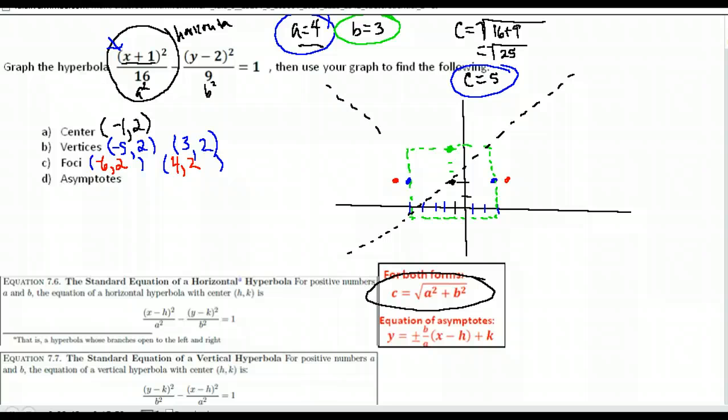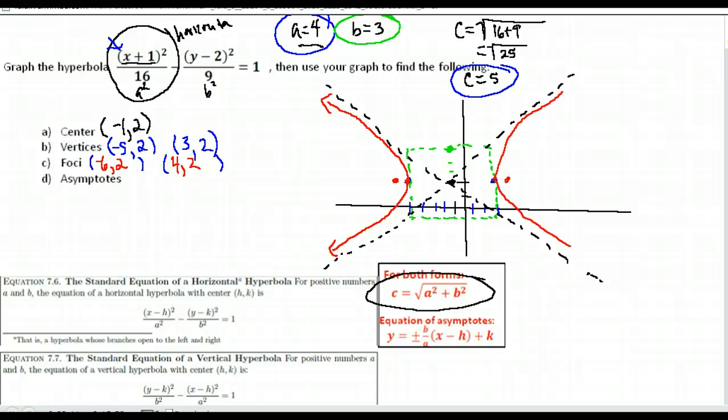Or you can use the equation of the lines and go ahead and graph those lines for the asymptotes. You'll get the same asymptotes either way. I just find that to be a little quicker than finding the equation of the asymptote. Each section of your hyperbola should go through the vertex on each side and follow the asymptote. So that is what our hyperbola would look like.